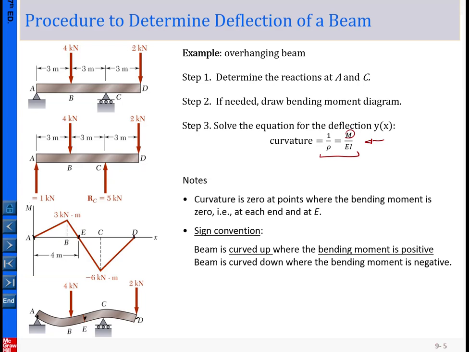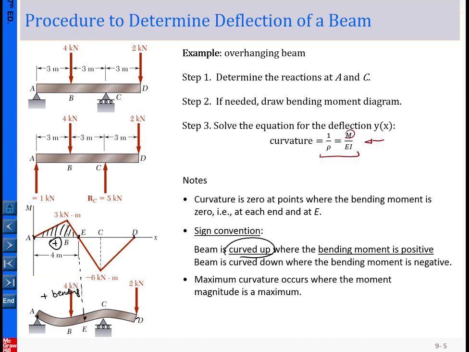Okay, and here we talk about the sign convention. For this portion here, that is positive bending, corresponding to here. For positive bending, the beam is curved up. Otherwise, in the other remaining segments, that is downward, negative bending. So that's downward. That is our sign convention.